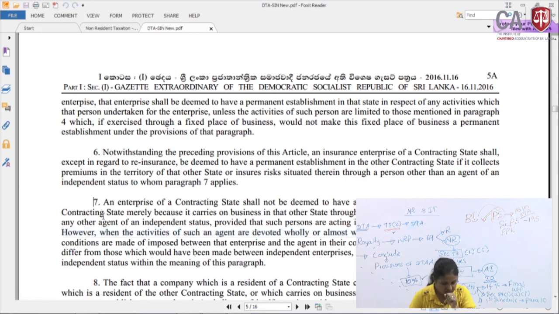But, however, when the activities of such an agent are devoted wholly or almost wholly on behalf of the enterprise, and conditions are made or imposed between that enterprise and the agent in their commercial and financial relations which differ from those which would have been made between independent enterprises, he will not be considered an agent of independent status. Even if the status of the independent agent is not satisfied, if that agent has substantial commercial and financial arrangements with the enterprise, the non-resident person, then it is not considered an independent agent, okay?